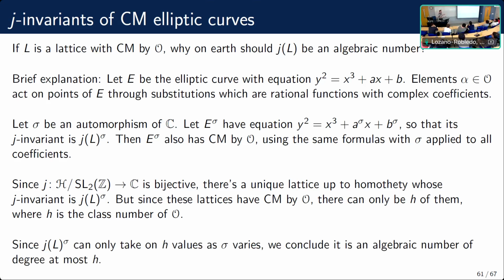So since J of L sigma can only take on H values as sigma varies, we conclude that it is actually an algebraic number of degree H. So that's the proof in a nutshell of why it's algebraic. I didn't prove that it had to be an algebraic integer, but at least it has to be algebraic.